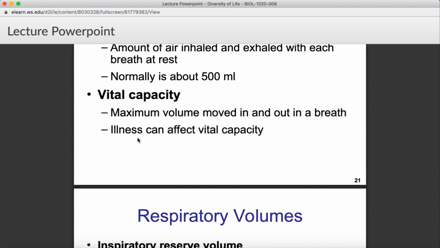There are various illnesses like pneumonia that can impact your vital capacity. For instance, if you have severe pneumonia and your lungs are filling with fluid, then you have considerably less volume to exchange gases with.